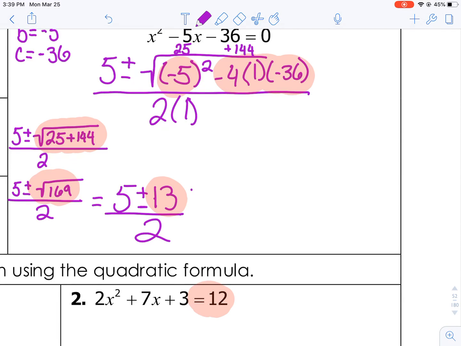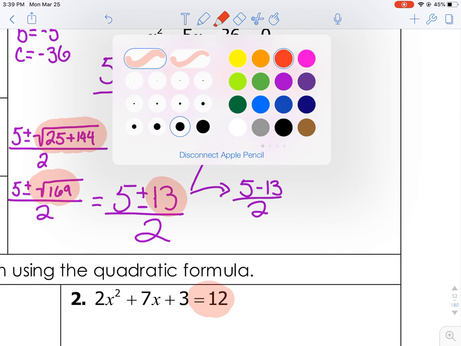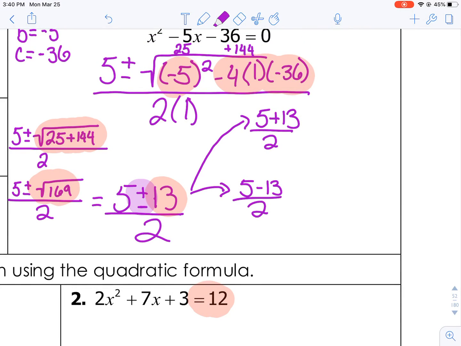So I've got to figure out two different answer choices. What is 5 plus 13 divided by 2, and what is 5 minus 13 divided by 2? My formula has this plus or minus, which means I better have one option with plus, one option with minus. Well, 5 plus 13 is 18 over 2, which is 9. 5 minus 13 is negative 8 over 2, which is negative 4. So those are both possible answer choices.